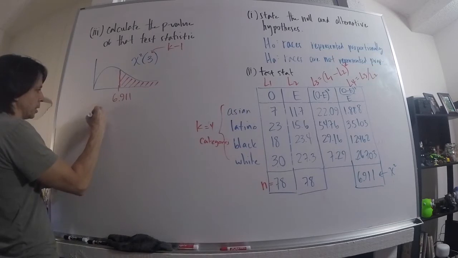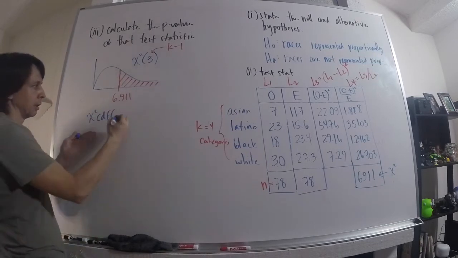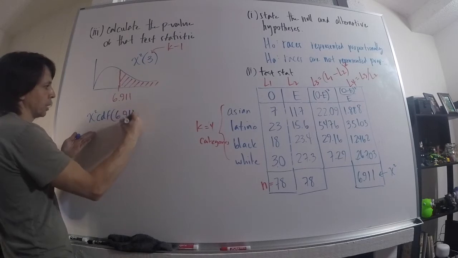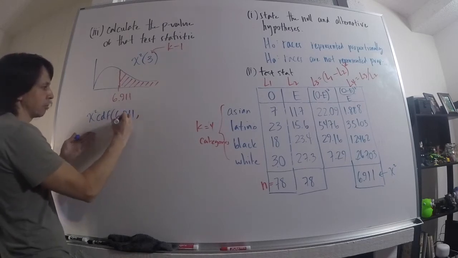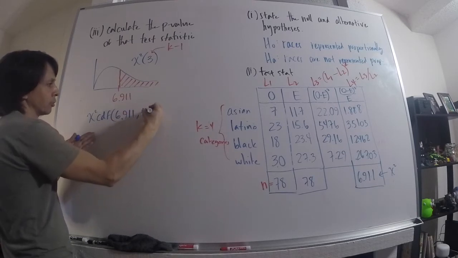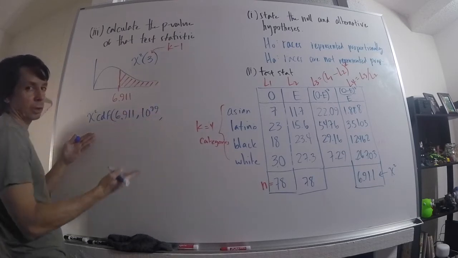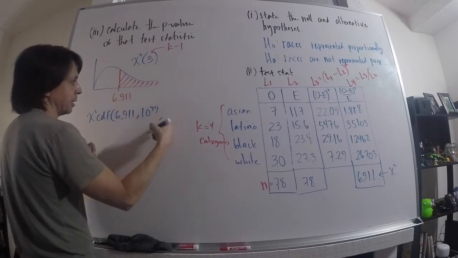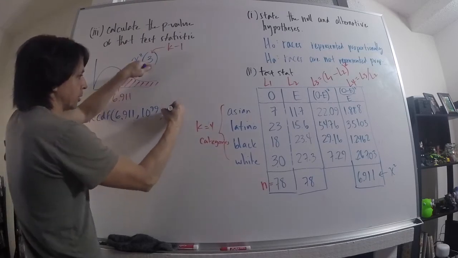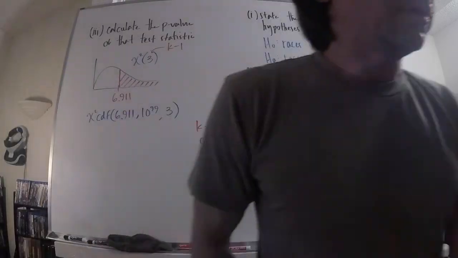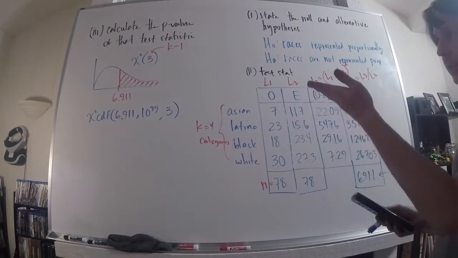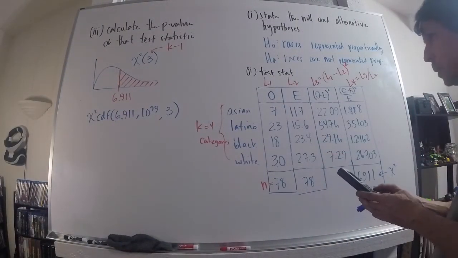Okay, so let's do this. Same thing we did in the 10.1. Chi-square CDF is the function I'm going to be calling. My lower bound is 6.911, or some sort of rounded version of that. You can round it differently and it should be fine. My upper bound is 10 to the 99, always a right tail, always going to positive infinity. And then my parameter is 3, the degrees of freedom, which I got by doing k minus 1 again. That'll give me a probability, or that area in that right tail, and that is my p-value.